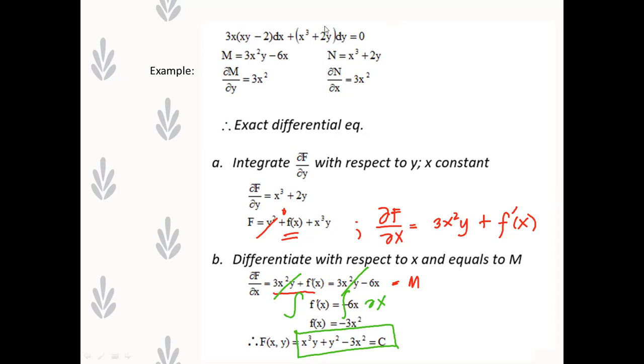Miss, in letter B, the negative 6x, what is this? This is a curly D. This is the partial derivative, partial differential with respect to x. That's not a 2. We are partially integrating with respect to x, so it is a curly D. That's not a 2. Just like this one.